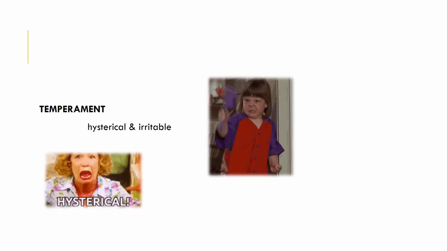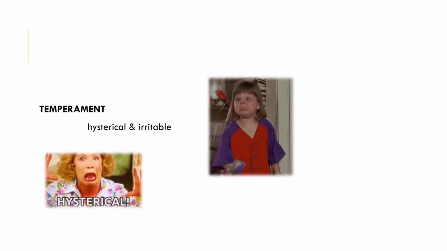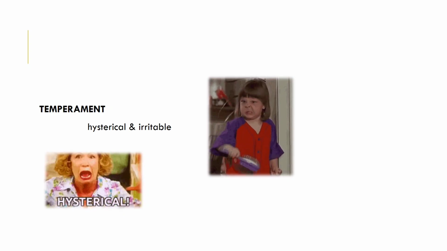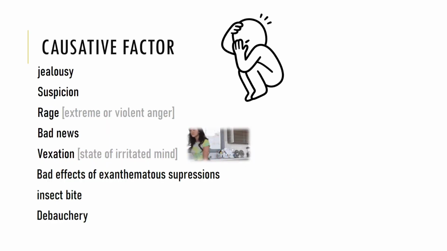And the temperament is they are hysterical and irritable. The word hysterical is from hysterectomy, which you must have heard, so that is usually the uterus. It's kind of a female thing. And there is an irritable nature of the Apis patients. Causative factors: one of the basic general causative factors are jealousy, suspicion, rage. Rage is extreme or violent anger. From bad news, vexation. Vexation is an irritated state of mind. Bad effects of exanthematous suppressions, maybe due to ointments or some external applications, and insect bite and debauchery.